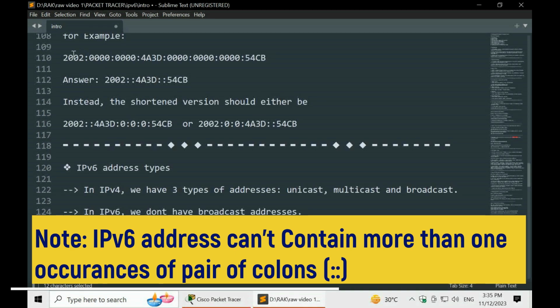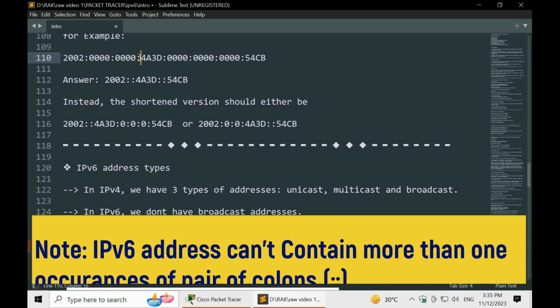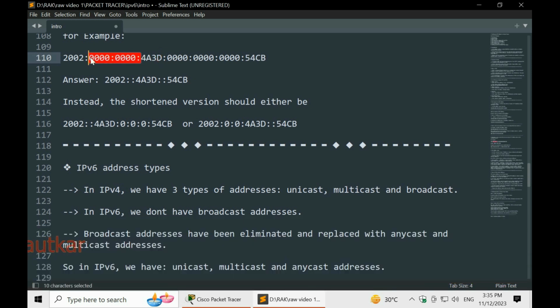So for example, observe in this IP address, this is the first group of successive zeros, and this is the second group of successive zeros. So if your answer is this one, as a shortened IP address of this one, then probably it will be wrong, because here you can see this is the first pair of colons, and this is the second pair of colons, which is not allowed, because if we do this, then there is no way available to determine how many successive pairs of zeros are there in the IP address.